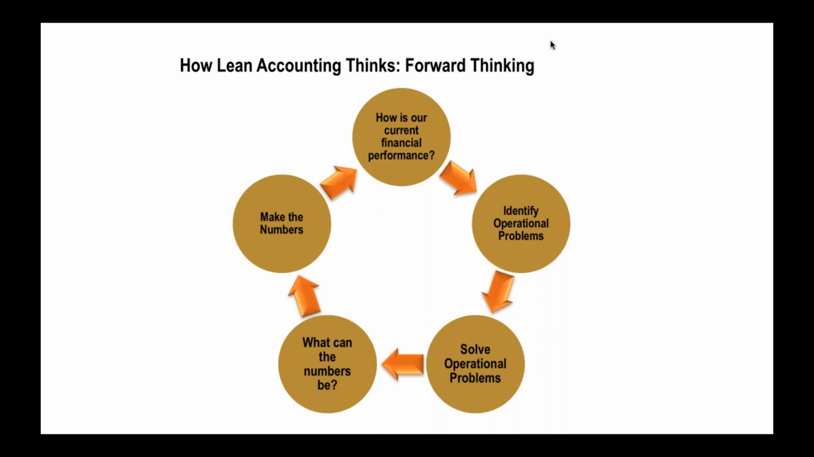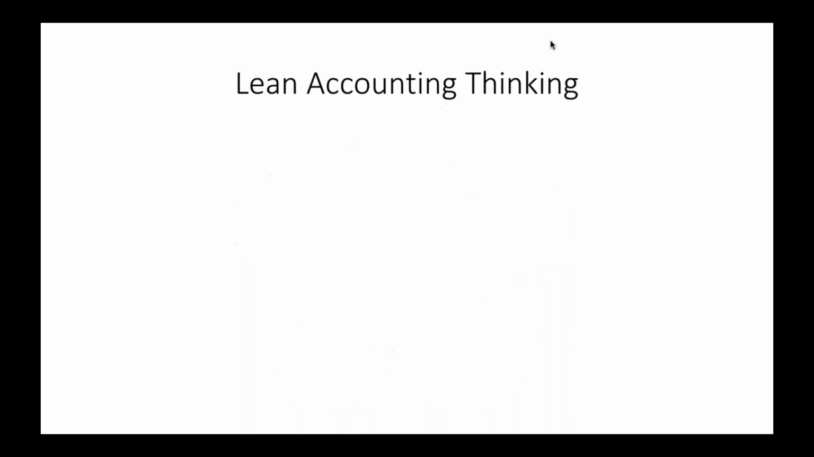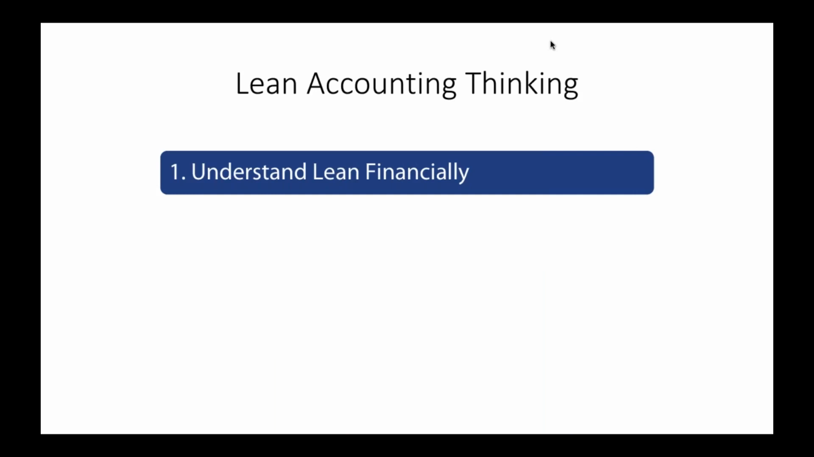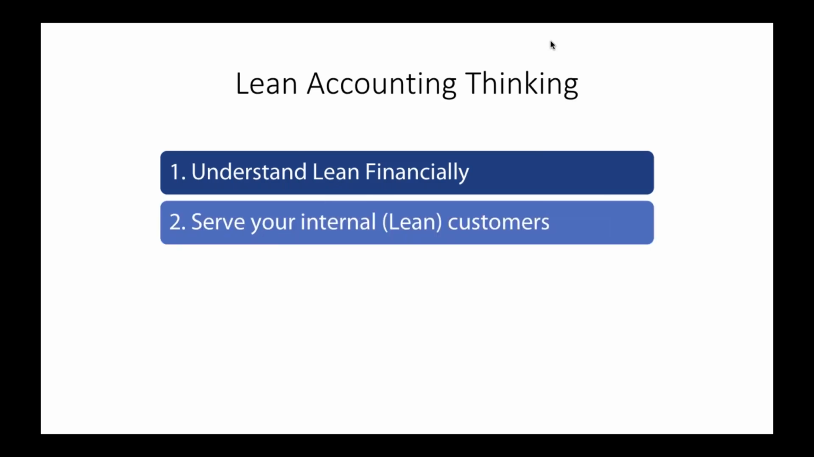So it's really key for accounting folks, senior executives, and operational people to understand that the way that an organization and individuals think about the accounting function must change in a lean company for lean accounting to take hold. There are 4 aspects to lean accounting thinking. Number 1 is understand lean financially. I'm going to explain that in a few minutes. Second, from an accounting viewpoint, serve your internal customers.